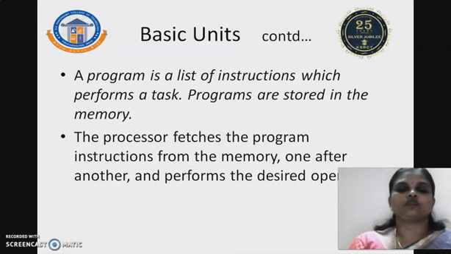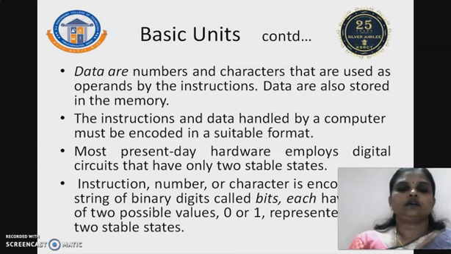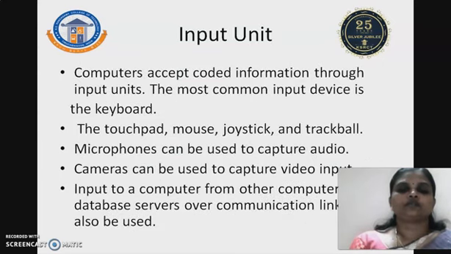So a program is a list of instructions which performs a basic task. Normally these programs are stored in the memory. The processor fetches these programs from the memory, and they are forwarded to the units for performing the appropriate functionalities. The data are represented in terms of numbers and characters that are used as operands. Instructions and the data handled by the computer must be encoded into a suitable format. So the hardware at present uses digital circuits which use stable states. Instructions, numbers and characters are processed by the processor, and forwarded to the output unit.